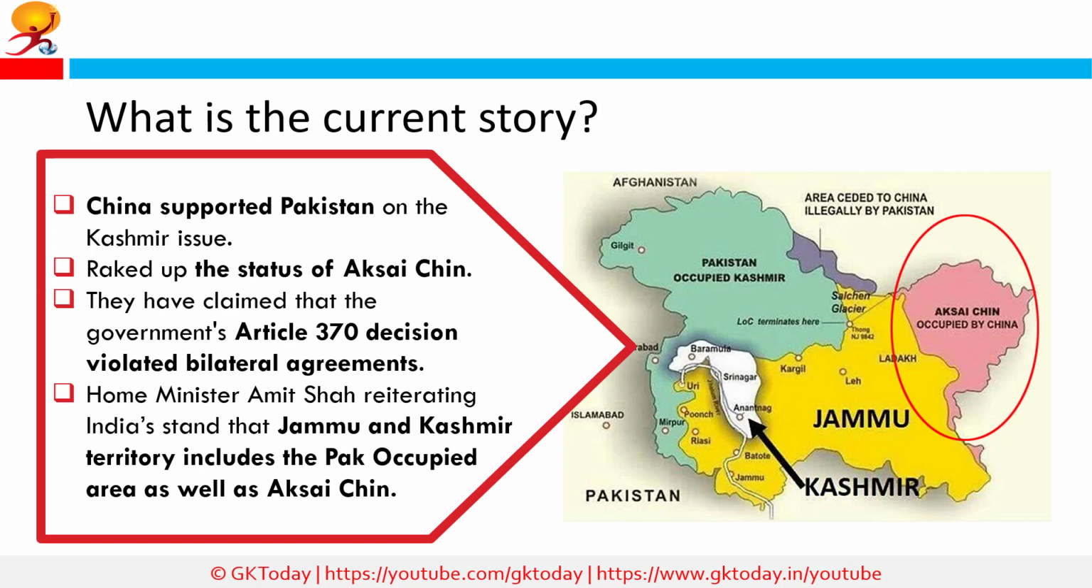Now, Beijing has decided to raise the issue at the UN despite Foreign Minister S. Jaishankar allaying fears that redesignating Ladakh as a union territory would not impact the actual line of control, and that Delhi was not making any additional territorial claims with regard to China. However, for now, it remains a disputed area, despite Home Minister Amit Shah recently reiterating India's stand that Jammu and Kashmir territory includes the Pak-occupied area of Kashmir as well as Aksai Chin.